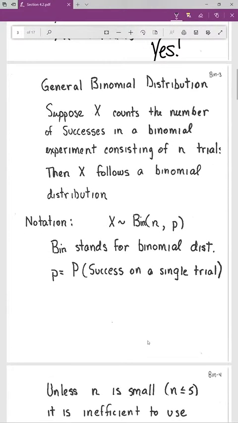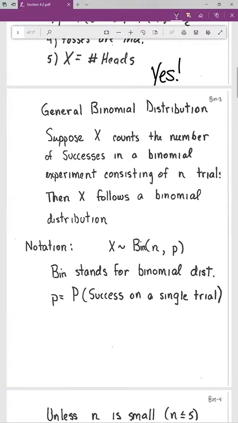Now, let's look at some more of the theory behind the binomial distribution. So, general binomial distribution. Suppose X counts the number of successes in a binomial experiment consisting of n trials. Then X follows a binomial distribution. Our notation for this would be X tilde bin(n, p), where n is our number of trials and p is our probability of success. Or actually, I should clarify, probability of success for a single trial.